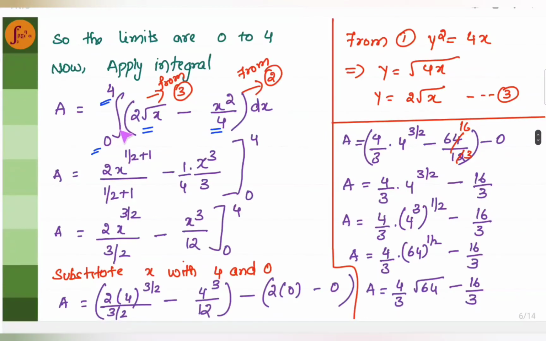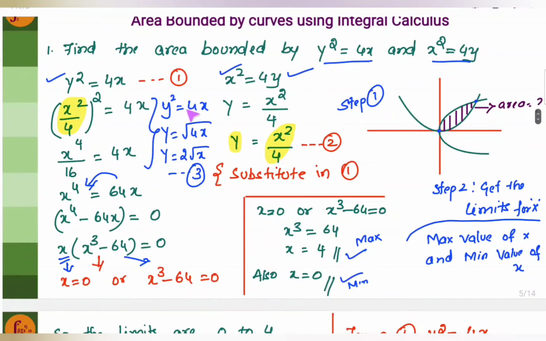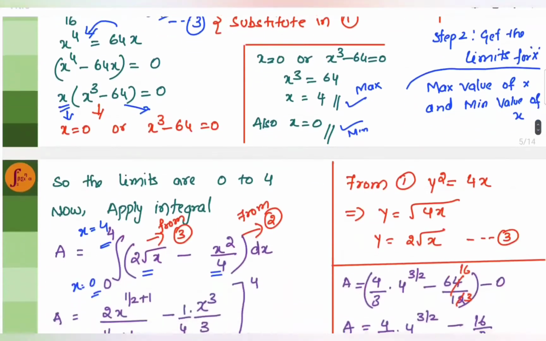Now we'll apply integral. Once we apply integral, we will get the area. So integral from 0 to 4, these are the x values, right? x is equal to 0 and x is equal to 4. Then you will take the first expression, right? What is the first expression? The first expression is this one: y square is equal to 4x. When we simplify it and get it to this particular form, y is equal to 2 root x. We want it in this form only. It should be y equal to something related to x. So y is equal to 2 root x, right?